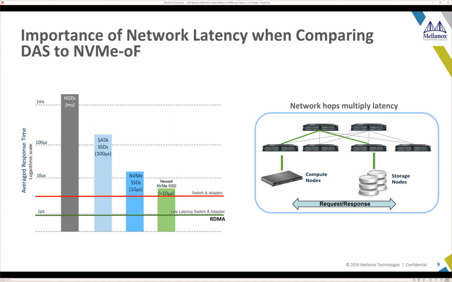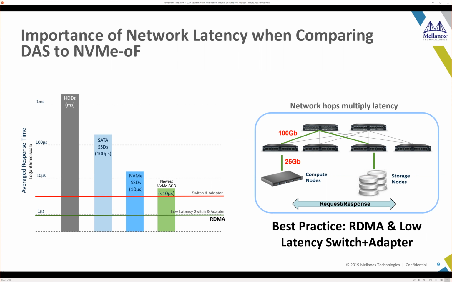Also, NVMe over Fabrics is a request-response protocol, so you actually have to double it. You have to count your hops, and then you have to double it. And then you have to worry about things like store and forward. Some switches handle store and forward differently. Mellanox switches have adaptive store and forward, so they don't add latency by storing the entire data packet before they move it, because you've got a speed mismatch. So best practices for the latency side of getting DAS performance out of NVMe over Fabrics is to use our RDMA protocol and very low latency switches and adapters.